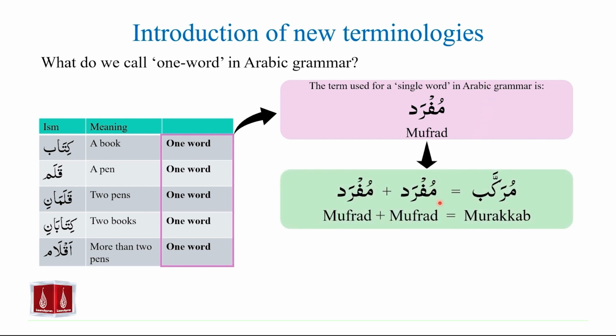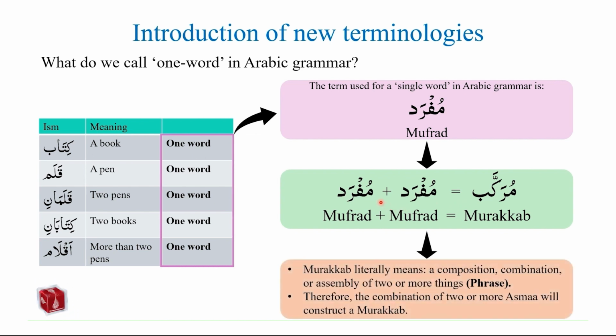The combination of mufrad plus mufrad is called murakkab. So murakkab equals mufrad plus mufrad. Murakkab literally means a composition, a combination, or an assembly of two or more things. So another term that can be used for murakkab is a phrase. Therefore, the combination of two or more asma will construct a murakkab.